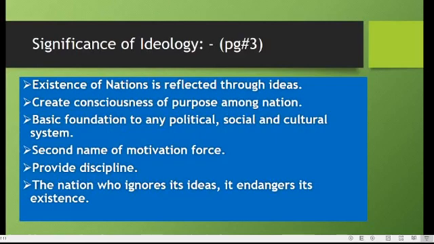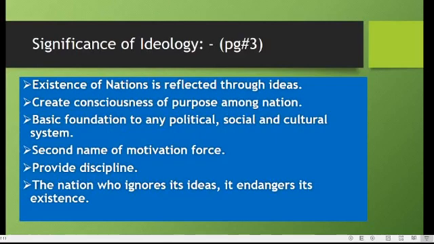Then, ideas provide the foundation of any political, social and cultural system. Like in Pakistan, the whole political, social and cultural system is based upon our ideology. Then ideas are basically a motivating force. It is something on which your whole life revolves. Like our ideology is Islam, so our life revolves around Islam.